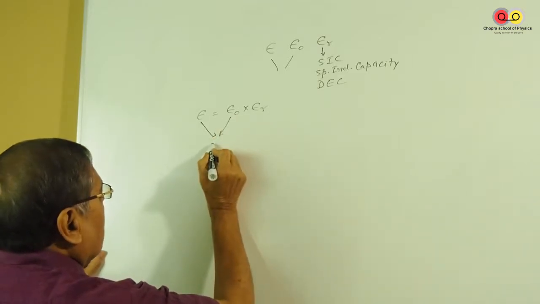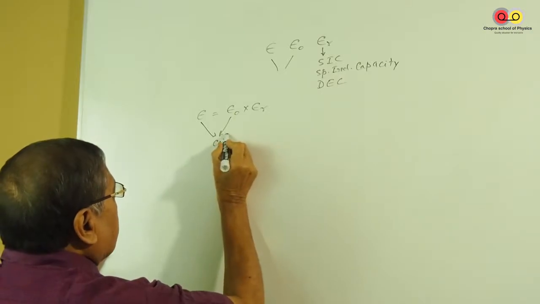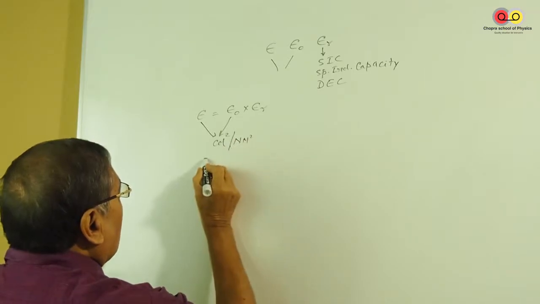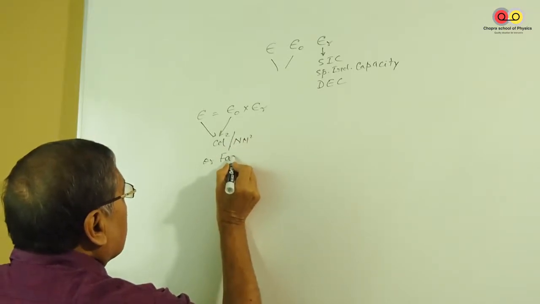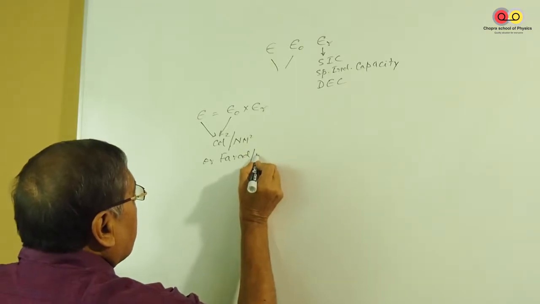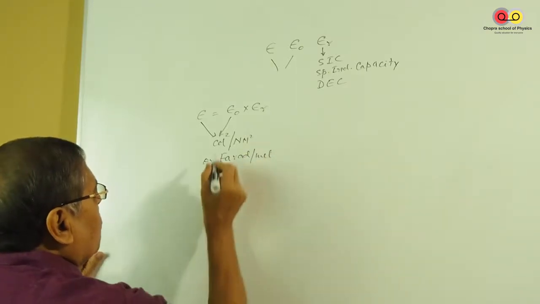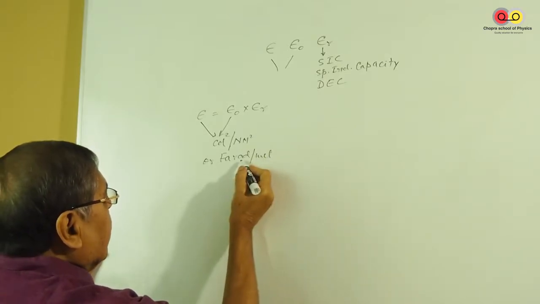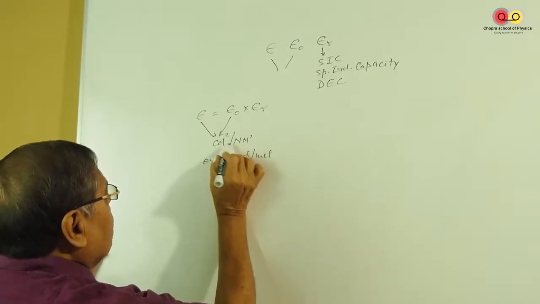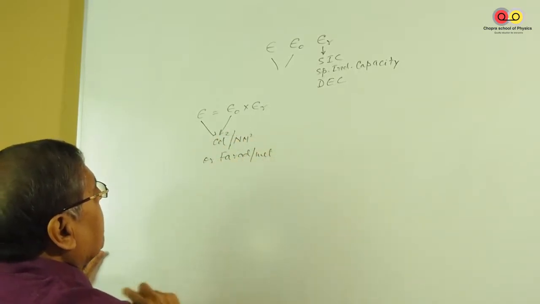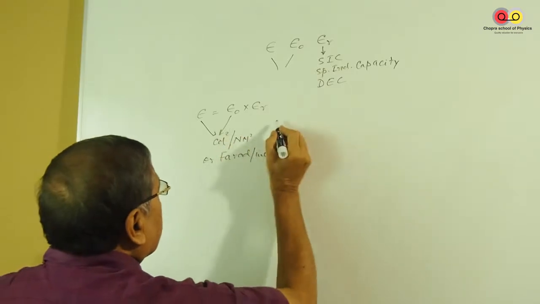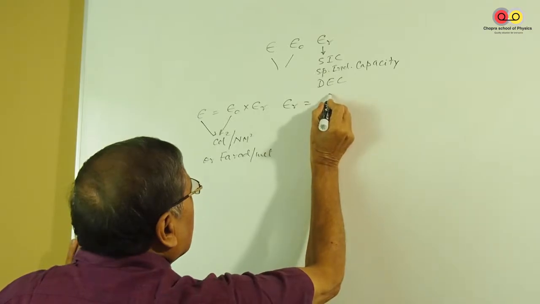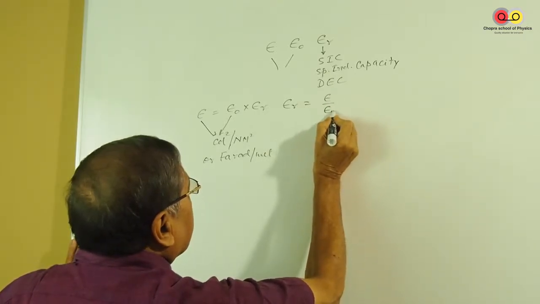The units will be Coulomb square per Newton meter square, or Farad per meter. That is, 1 Farad per meter and 1 Coulomb square per Newton meter square are numerically the same. And relative permittivity of a medium will be epsilon over epsilon naught.